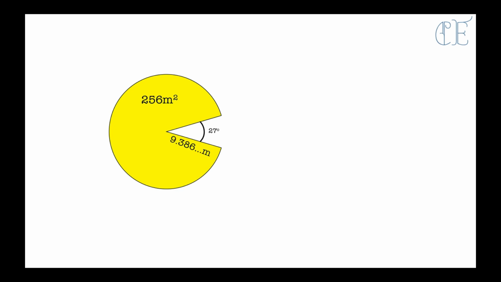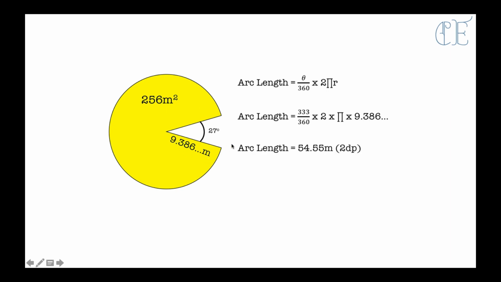Okay, so now that we know what r is, we can actually work out the arc length of the major sector. So we need to take our 333 degrees over 360, and because we're doing arc length, remember, we must use this formula. So I'm going to times that by 2, times by pi, times by our new r value, which we figured out here. Okay, so if you then just put all of that in your calculator, you end up with an arc length of 54.55 metres to 2 decimal places.